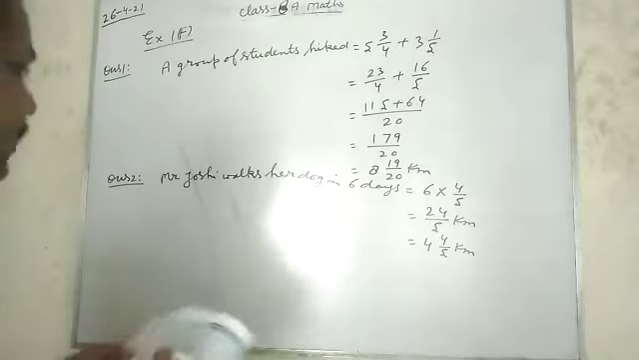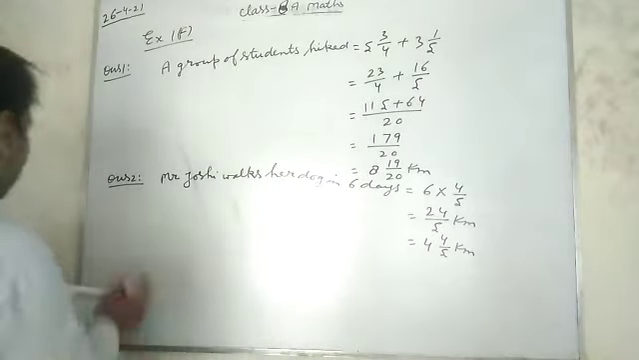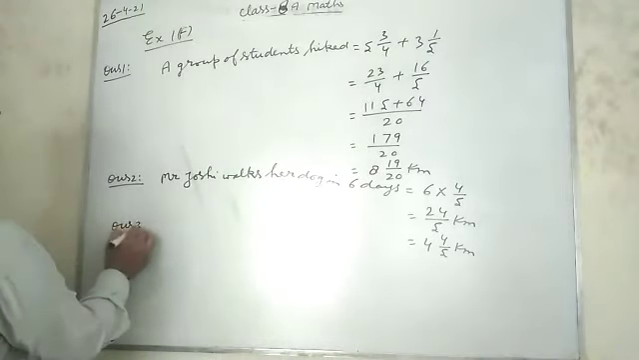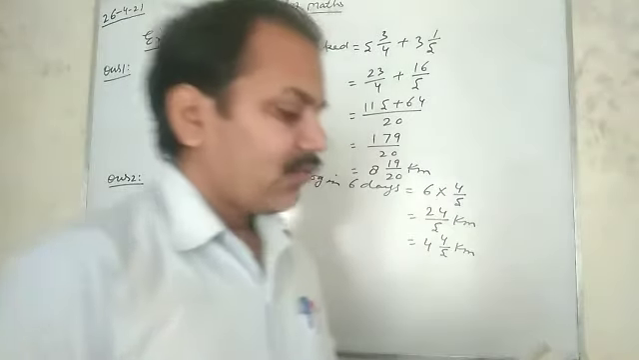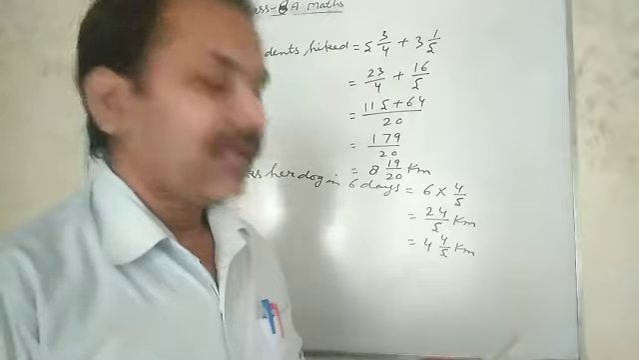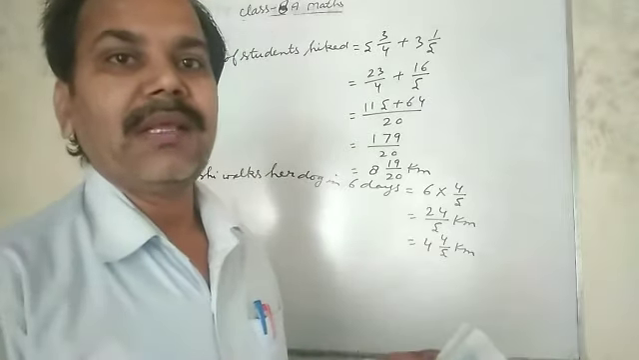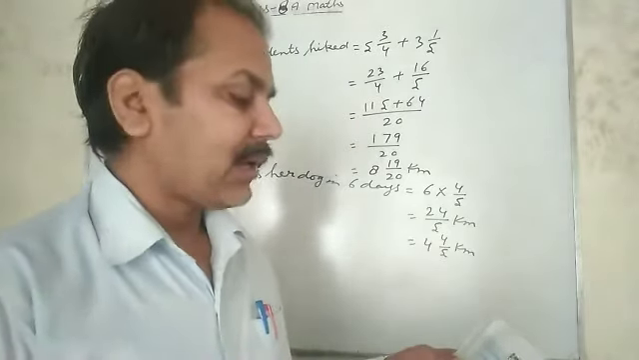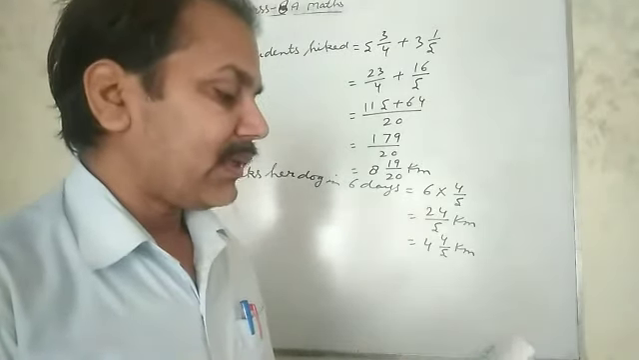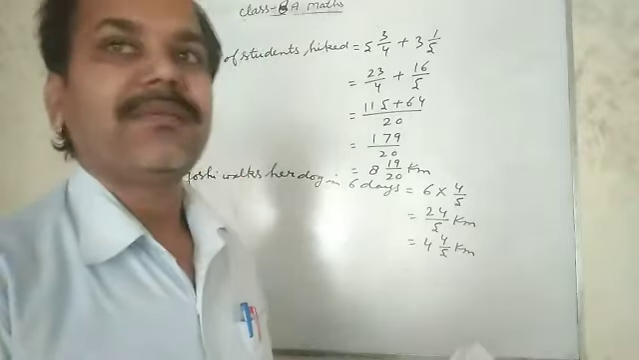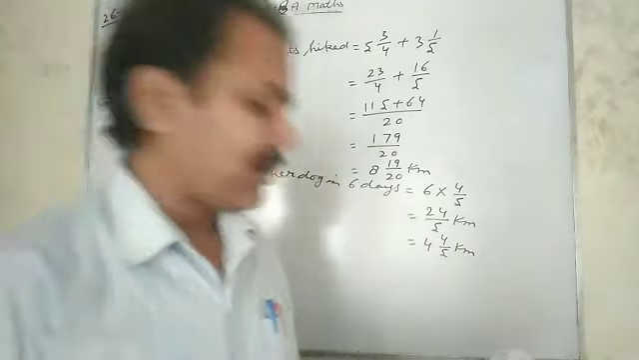Then question number 3. Priya completes 1 by 20 of her painting each day. Means in one day 1 upon 20 part of painting completing. How much of her painting does she complete in 5 days? So in 5 days multiply by 5.